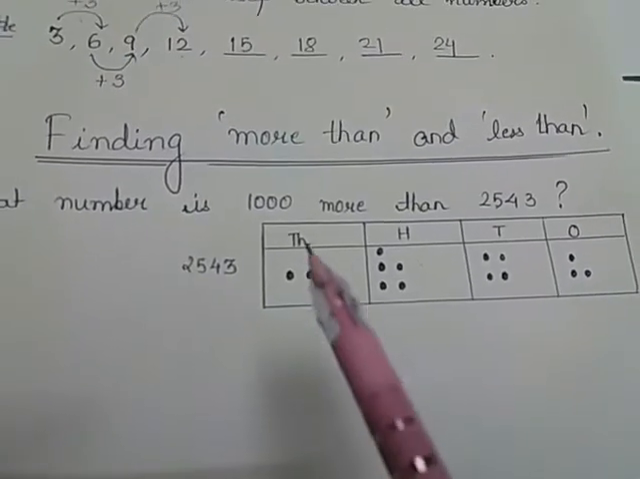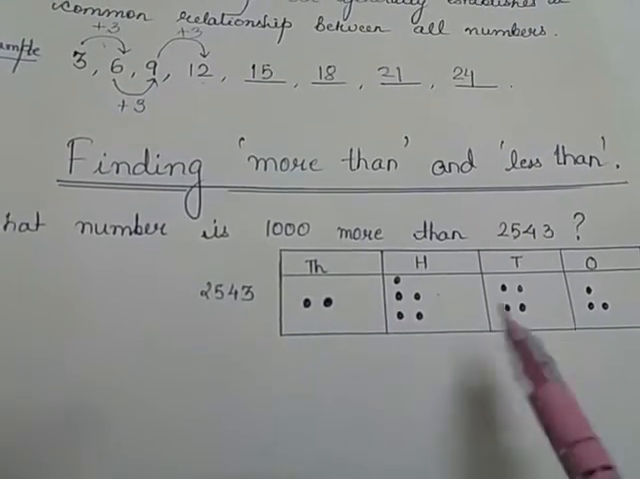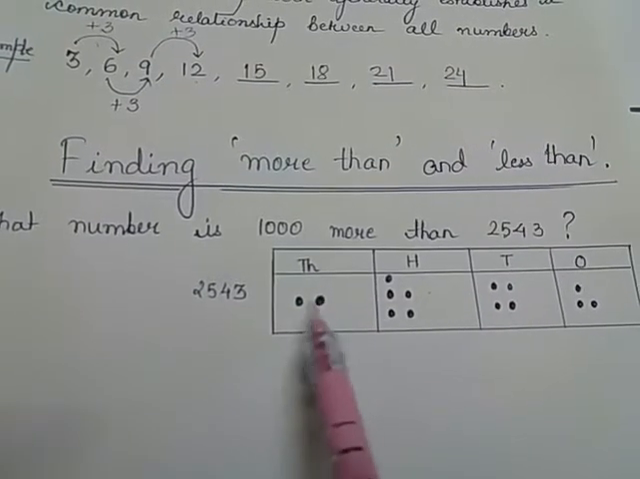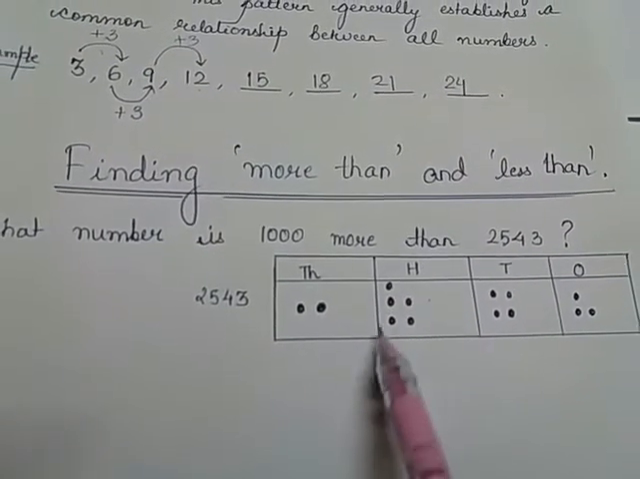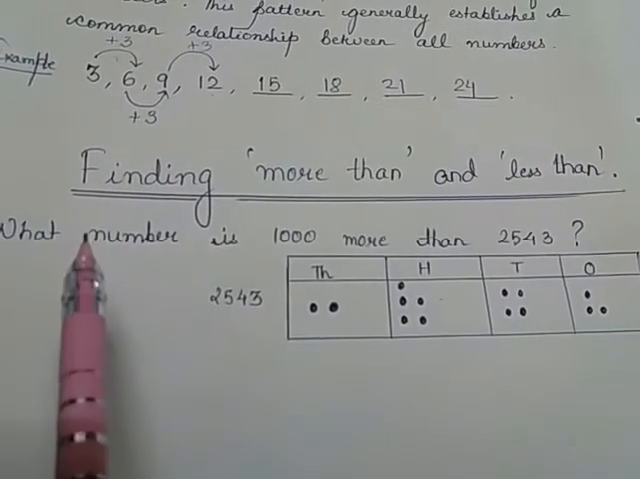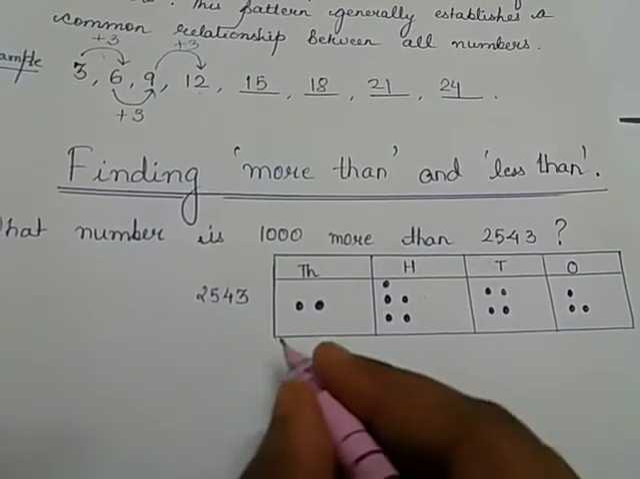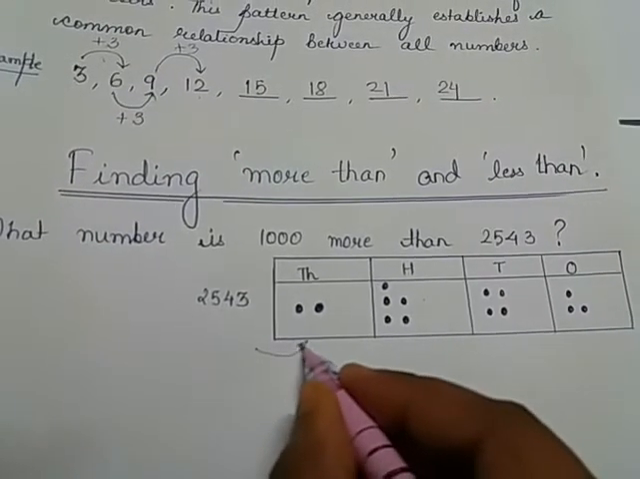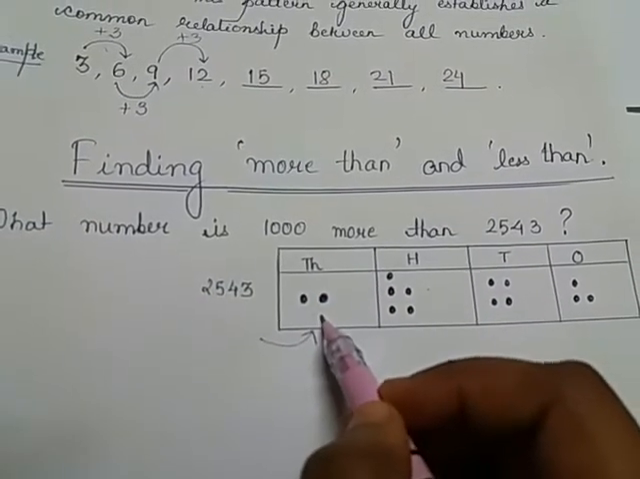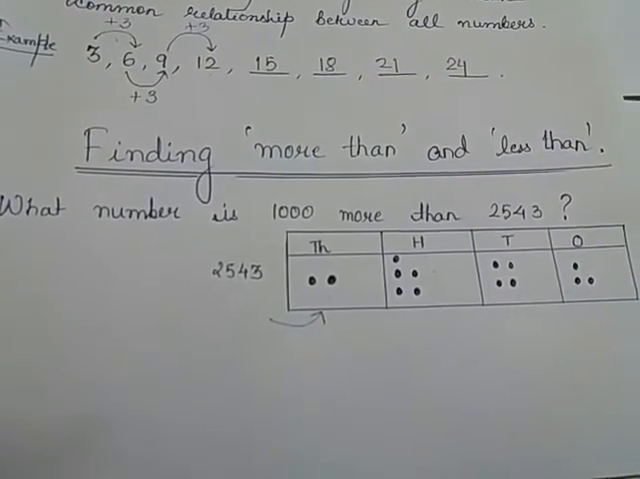Now here we have drawn a place value chart where we have represented this number in a sort of abacus form. So here we can see under the 1000 place there are 2 balls, under 100 there are 5 balls, under tens there are 4 balls, under ones there are 3 balls. Now if we want to add 1000 to this number, we are surely going to add one more ball at the 1000 place. So let's see, if we put one ball over here, what is the answer that we are going to get.